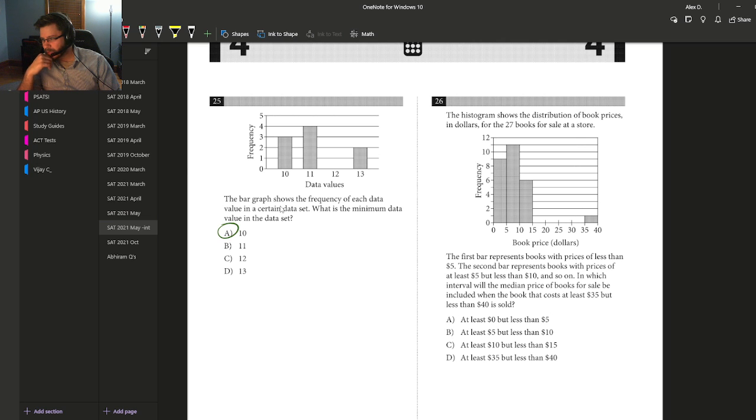Which interval will the median price of books for sale be included when the book costs at least 35 but less than 40? At least 35 and less than 40. So that's this category. The first bar represents less than that. The second does that. In which interval will the median price of books be included? What? So there are 27 books.